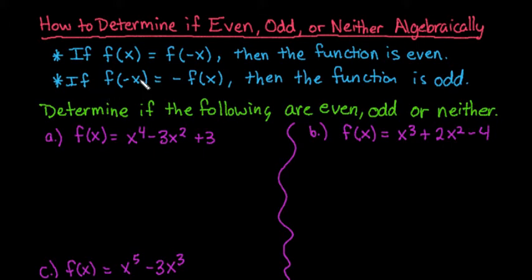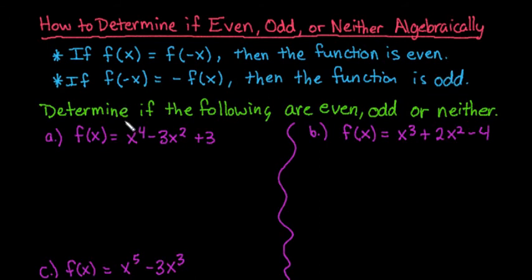In order to be odd, the equation that I got when I plugged in negative x has to equal negative f of x. The difference between these two is that in the second one we are just changing the signs of the original equation, whereas in this one we are replacing x with negative x, and using all of our exponents to simplify, or the distributive property, whatever you have to do in the given equation. And then it will be neither if it is neither even nor odd.